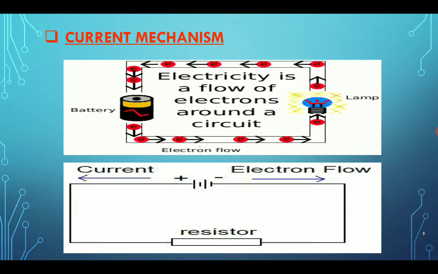Now we have a mechanism to represent how electric current flows in a given circuit, or whenever we are connecting a conductor to a battery. A potential difference is created, and because of that potential difference, the current flows through that particular conductor. As we can see from this diagram, we have a battery here.